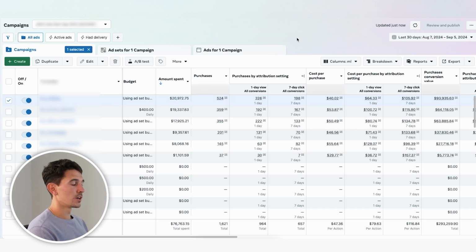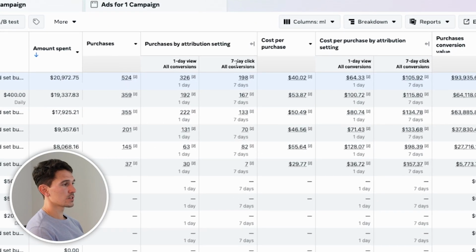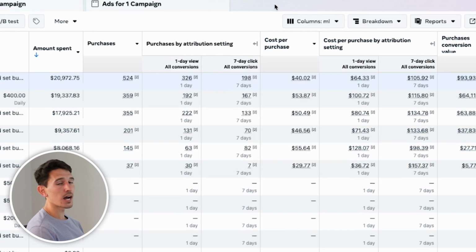Now you might notice here, we have quite a high number of view through conversions. Now that's a little bit concerning. What I like to do, and this is the really core thing here, if you're gonna listen and take away one thing from this whole video, it's this right here. Always optimize our campaigns based on the click data, not on the view data.